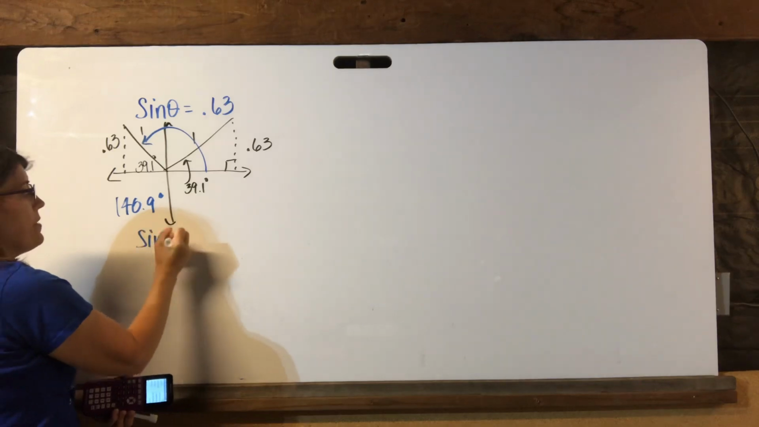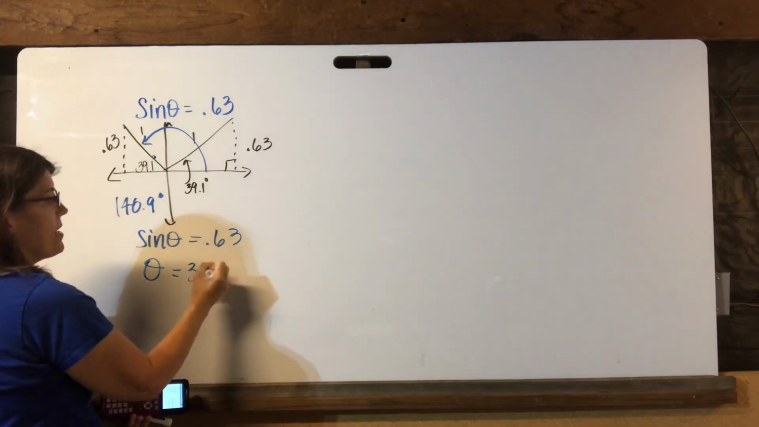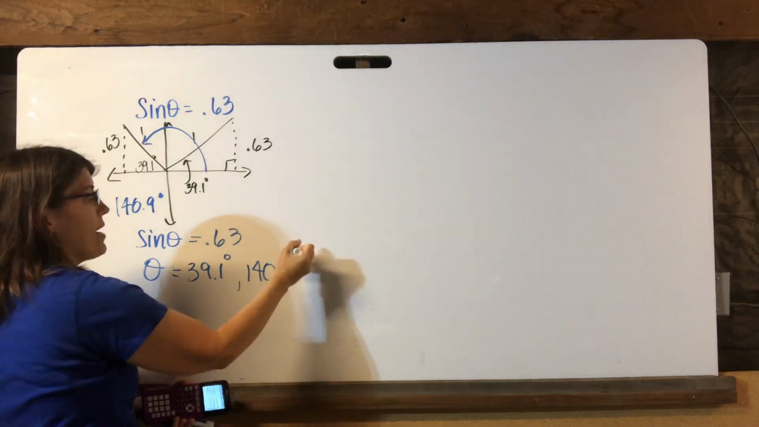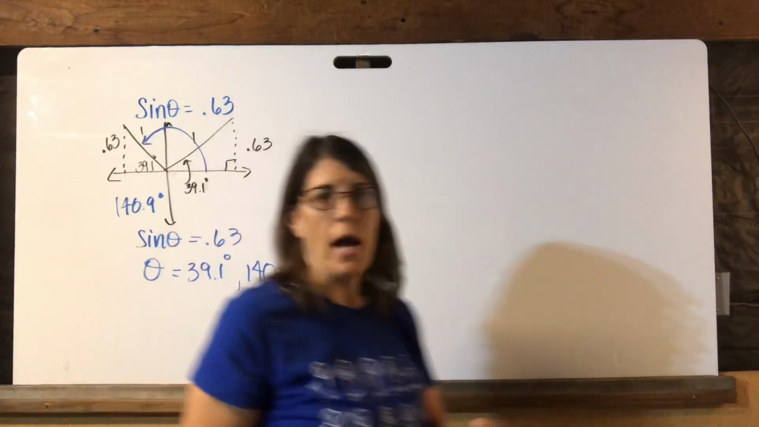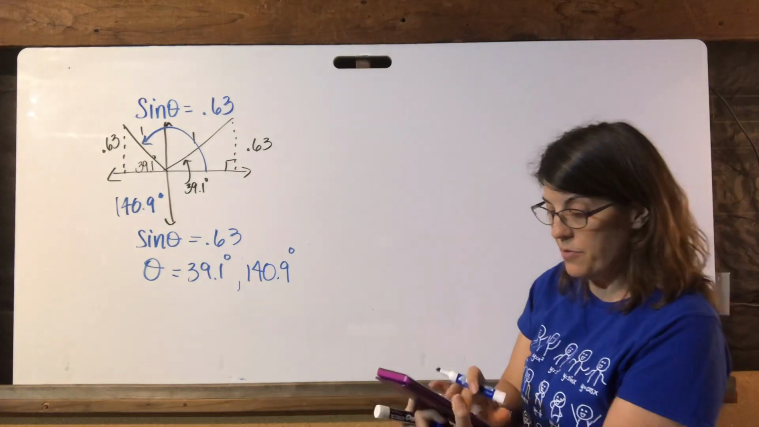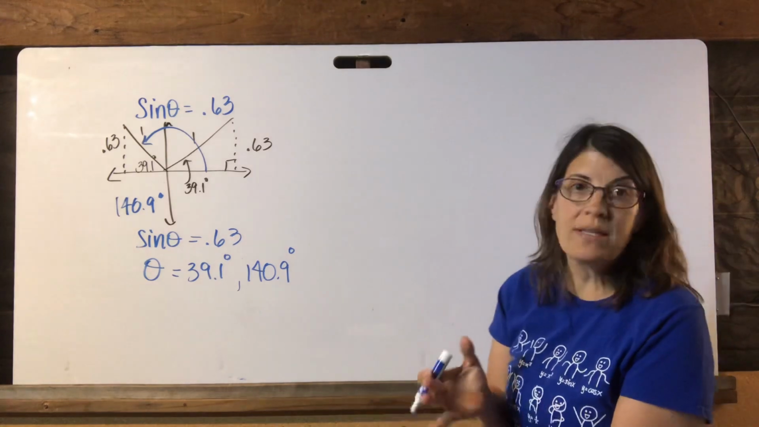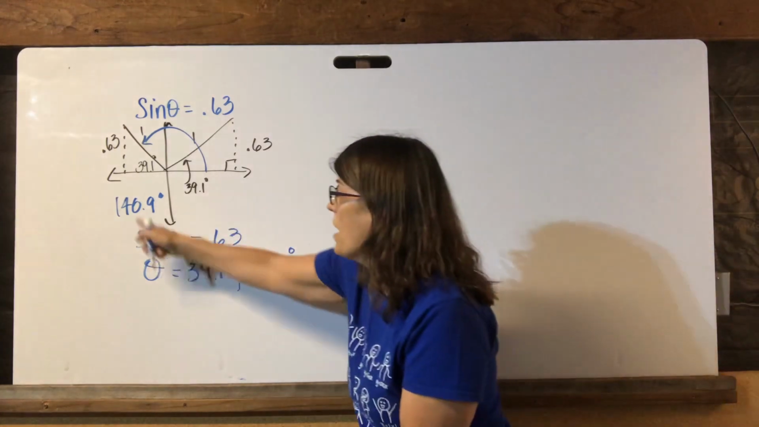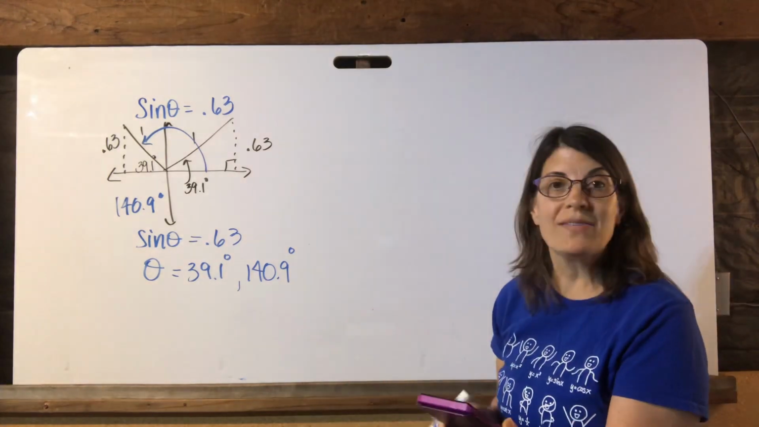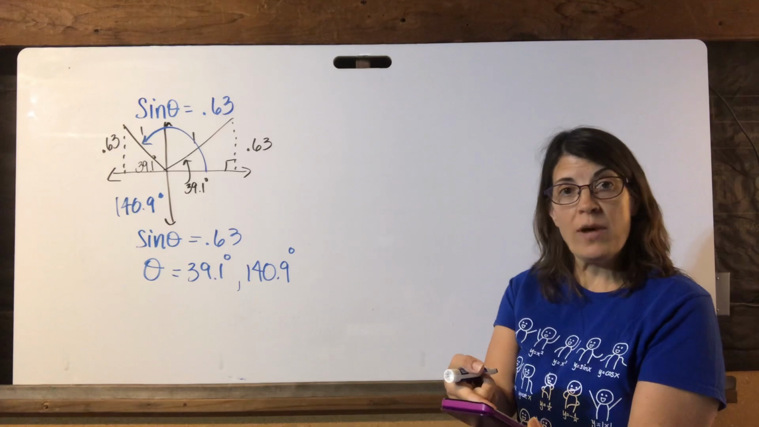So the sine of theta is 0.63 in two places, 39.1 degrees and 140.9 degrees. Do a quick check on your calculator. The sine of 39.1 gives you 0.63-ish. Type in the sine of 140.9. The sine of 140.9 is about 0.63. And if you notice on your calculator, the two answers for 39.1 and 140.9 are exactly the same.